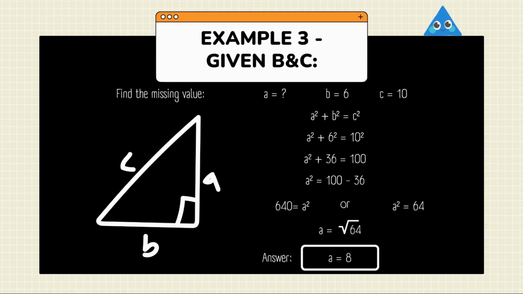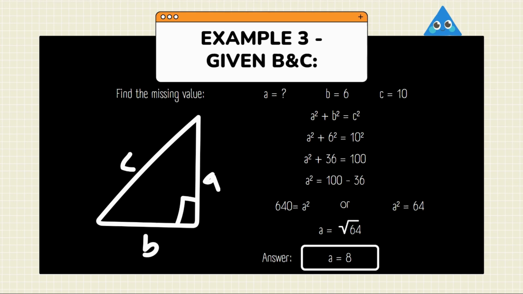Okay, that was Siri. But anyways, a squared equals 100 minus 36. Also, don't listen to Siri. But minus 30 is 70. That's why I said don't listen to Siri. But anyways, 100 minus 36 is equal to 64. And 640 equals a squared was a typo. So don't listen to that either. Don't listen to Siri or that.